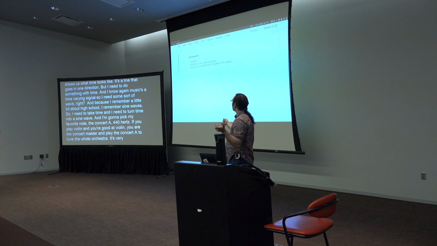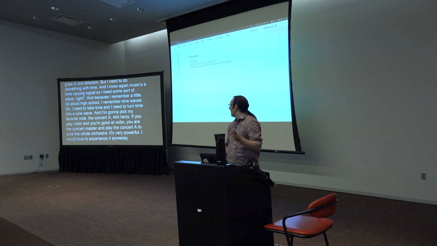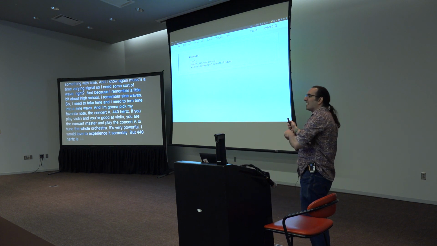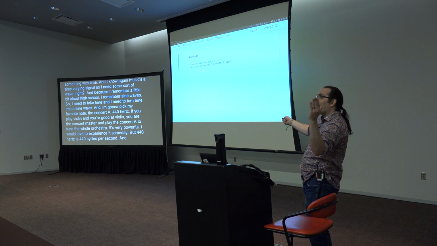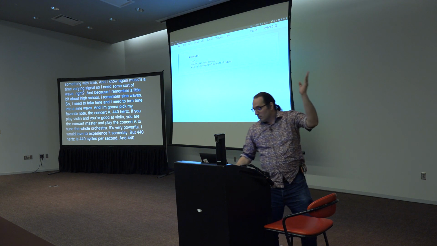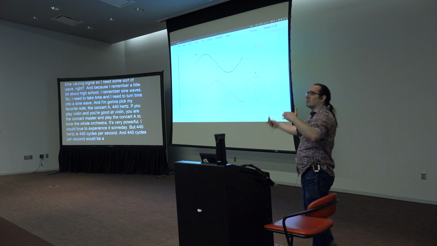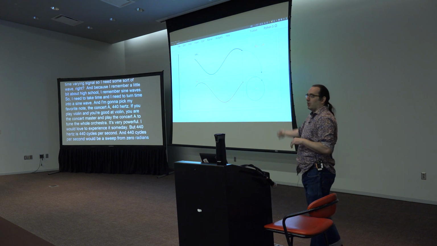But 440 hertz is 440 cycles per second. 440 cycles per second would be a sweep from an angle of 0 radians to 2 pi radians because circles and sine waves are related. Thank you, Wikipedia.